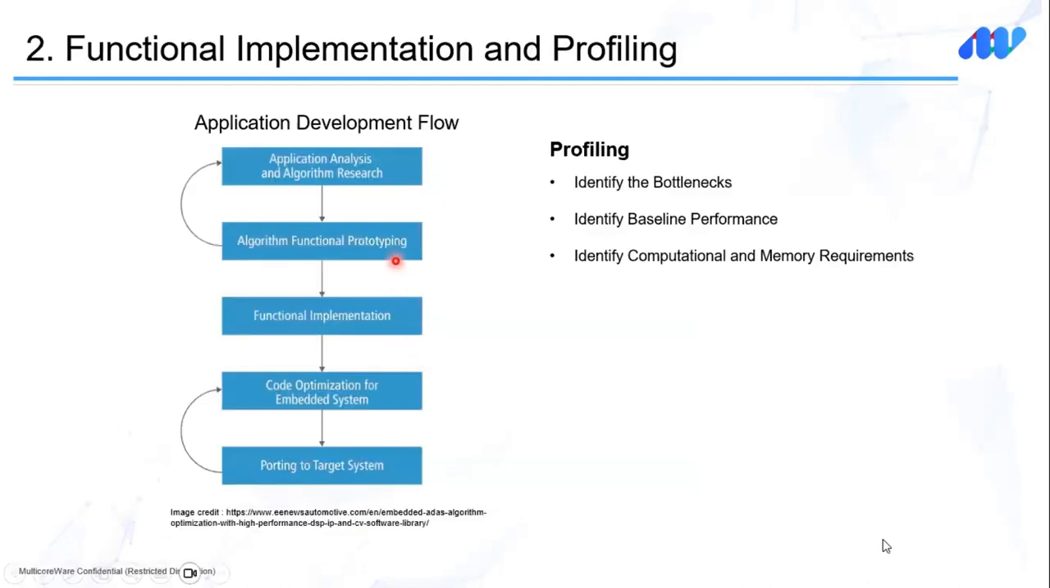So the next step is having the functional implementation of the target algorithm. This diagram shows a typical application development flow, starting with doing some analysis and research about the algorithm, having the prototype done, and then having the actual functional implementation of the algorithm. Sometimes we call this a reference implementation for our optimization. Then we go about optimizing the code for the target system, and then we go for porting.